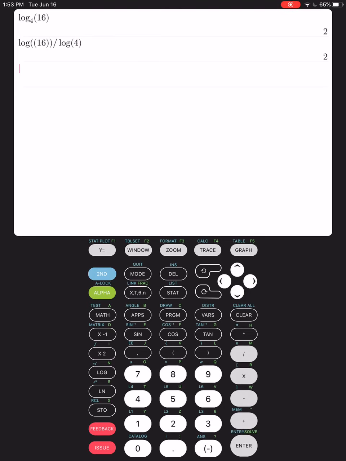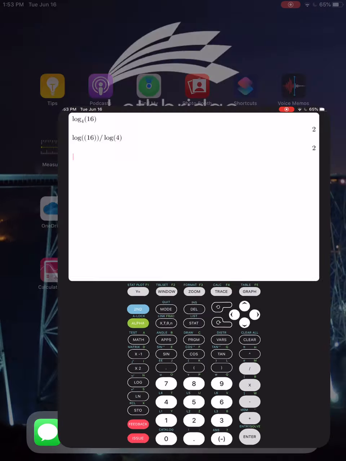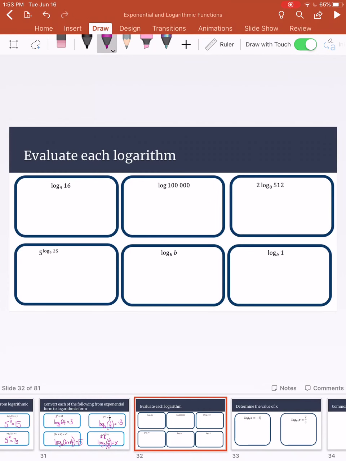So if you have the special button, use it. If you don't, a lot of older models of the TI-83 don't have that, then you just take the log of the argument divided by the log of the base. Okay, so what I want you to do is try typing these other ones in. So here we should get 2.